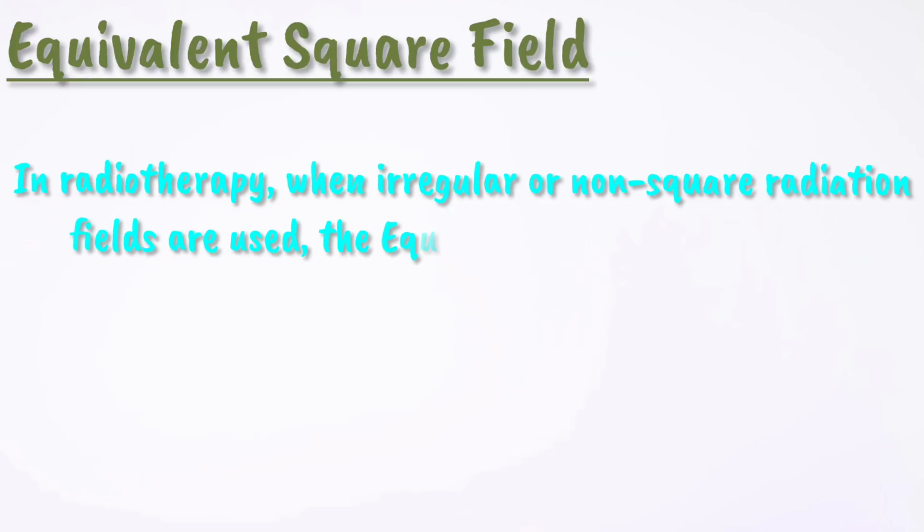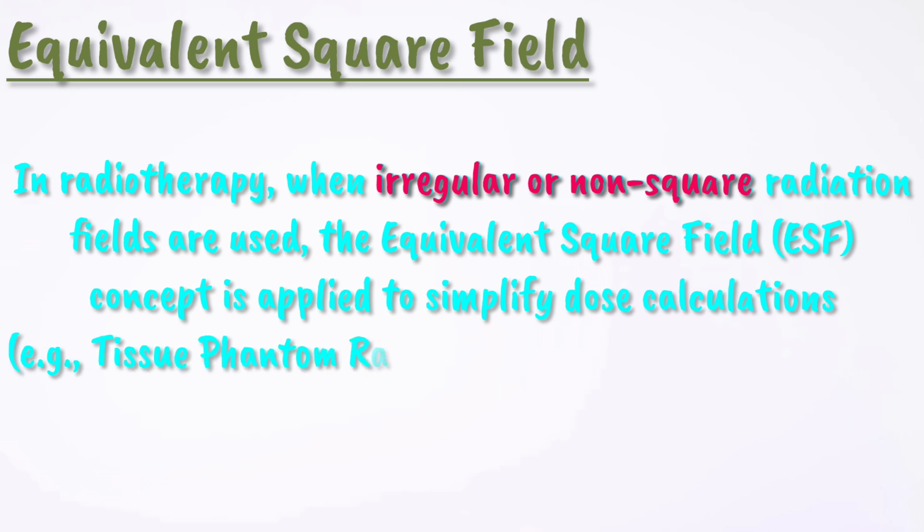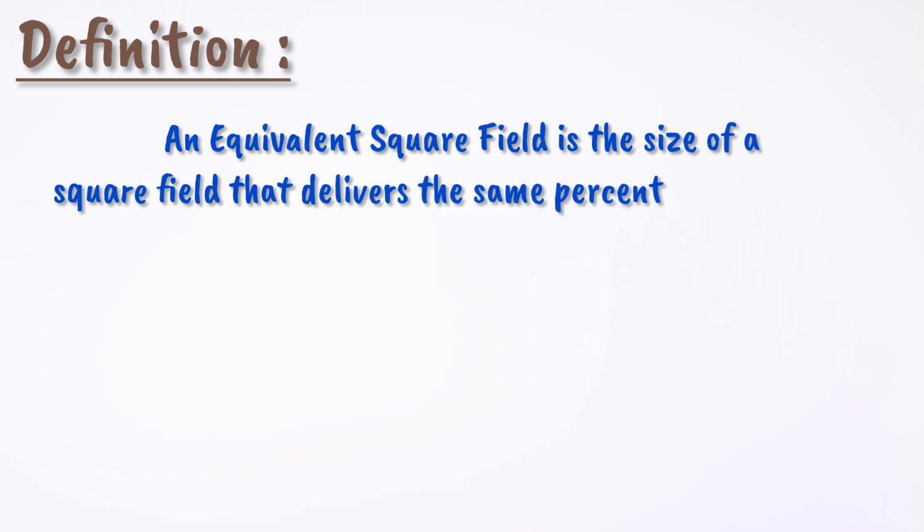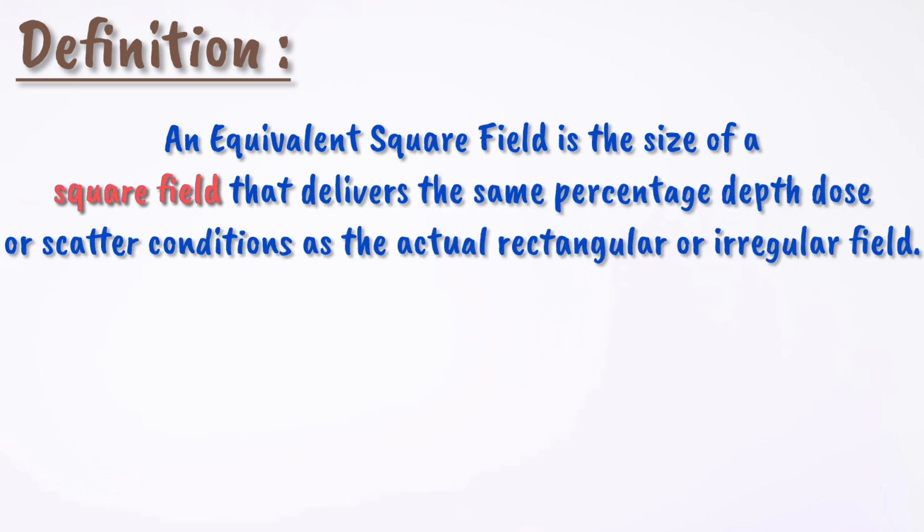Equivalent square field. In radiotherapy, when irregular or non-square radiation fields are used, the equivalent square field, ESF, concept is applied to simplify dose calculations, for example, tissue phantom ratio, percentage depth dose, etc. Definition. An equivalent square field is the size of a square field that delivers the same percentage depth dose or scatter conditions as the actual rectangular or irregular field.